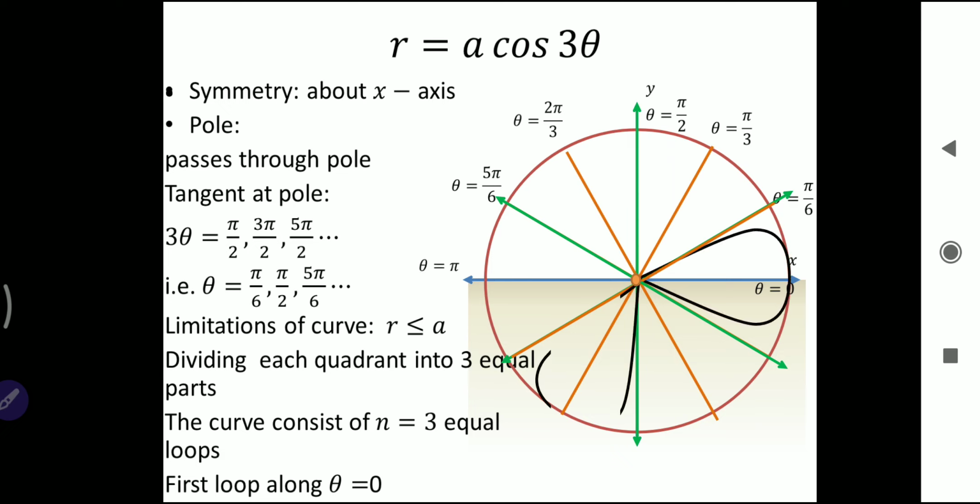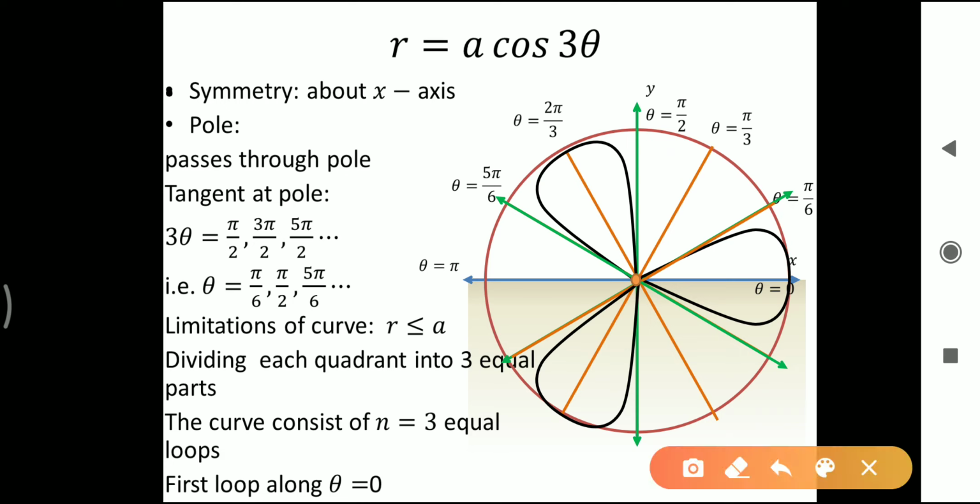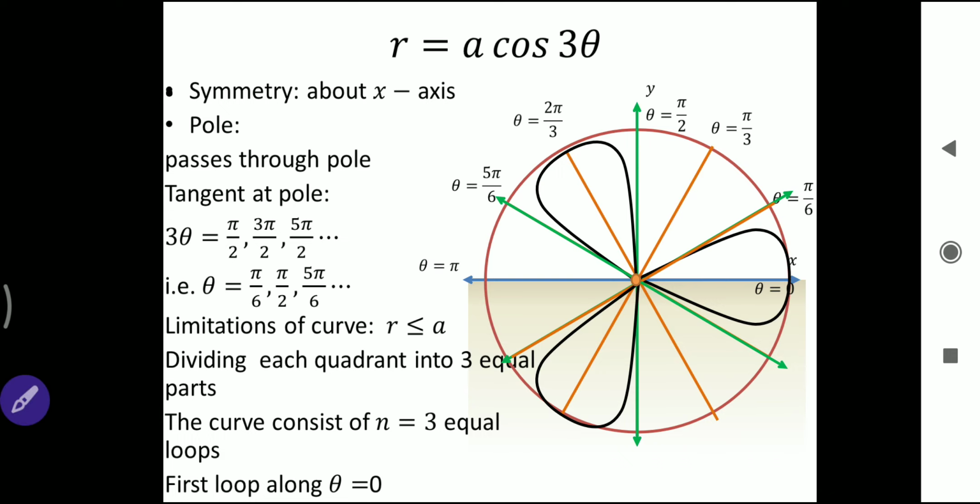So first loop at theta equal to 0, then keep the next sector blank, do it in the next one, keep the next blank, do it in the next one, keep the next blank. Because when n is odd, the number of loops is less, so we are keeping one sector blank.